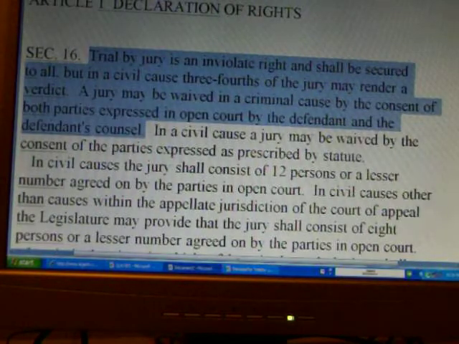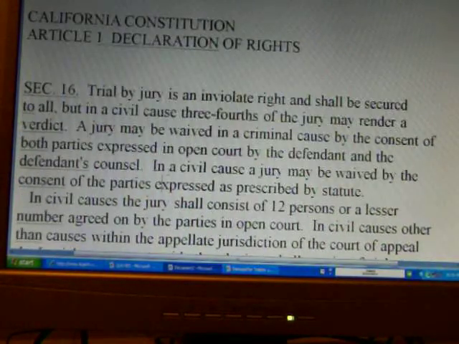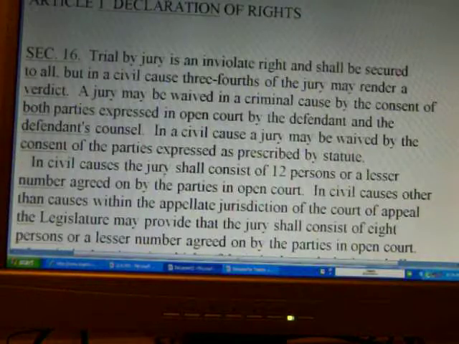Of course I go down and I know it's number 16, which says trial by jury is blah blah blah, but you can't see that, so I made it big here. Trial by jury is an inviolate right and shall be secured to all, but in a civil cause 3/4 of the jury may render a verdict. A jury may be waived in a criminal cause by the consent of both parties expressed in open court by the defendant and the defendant's counsel. That is the key, folks.